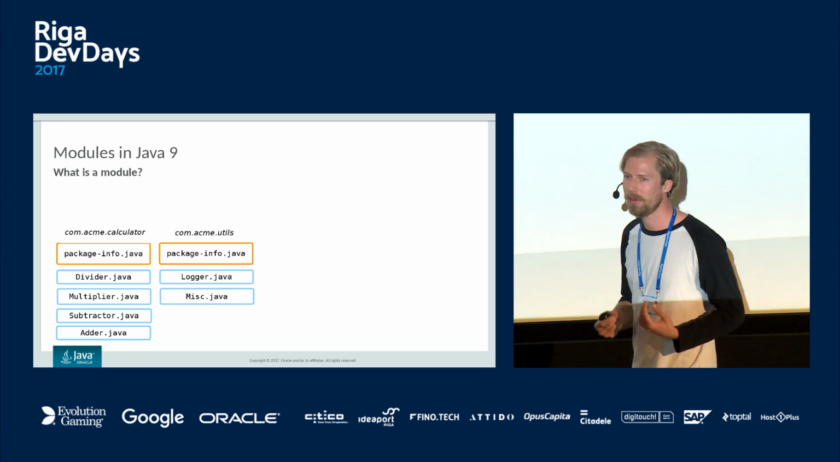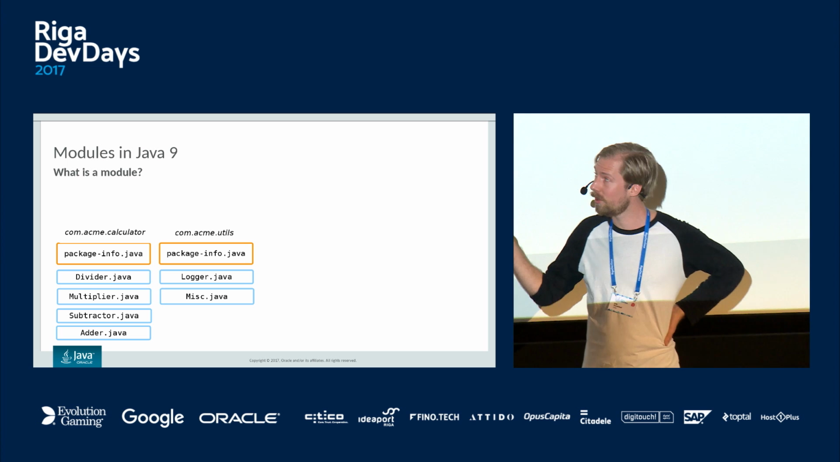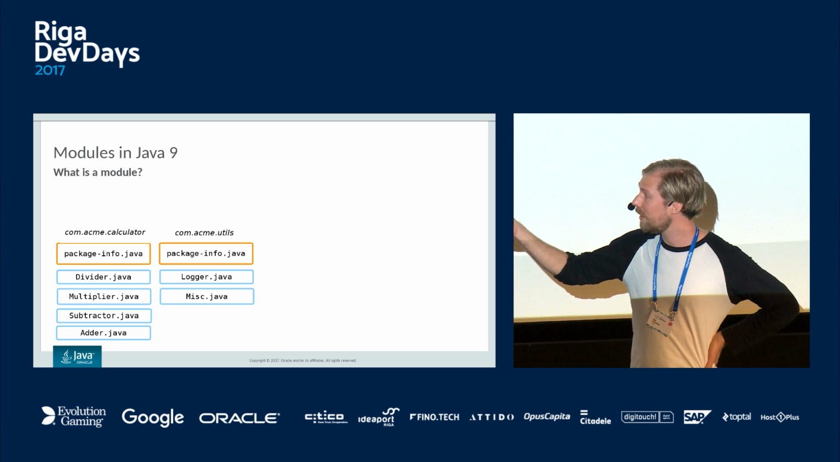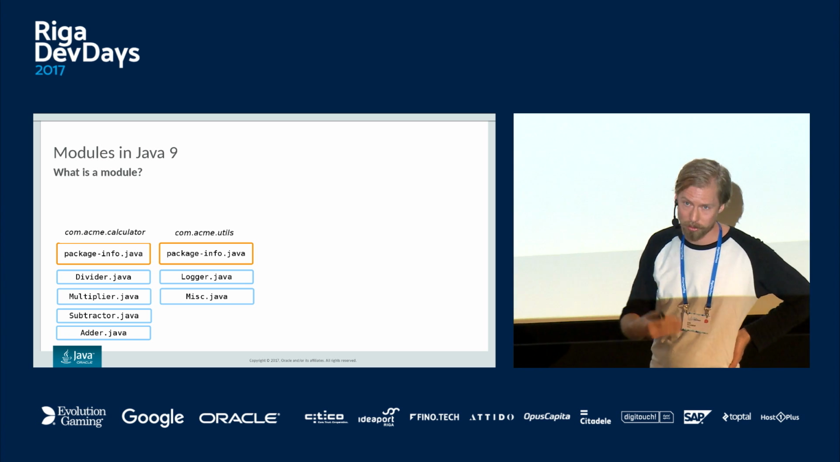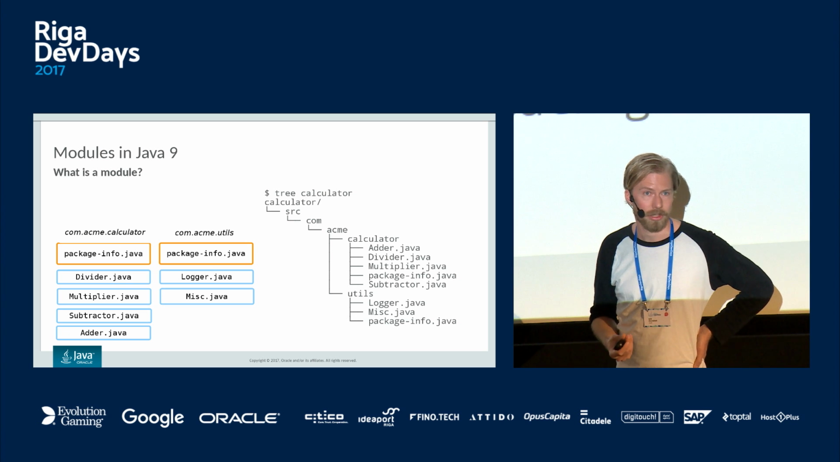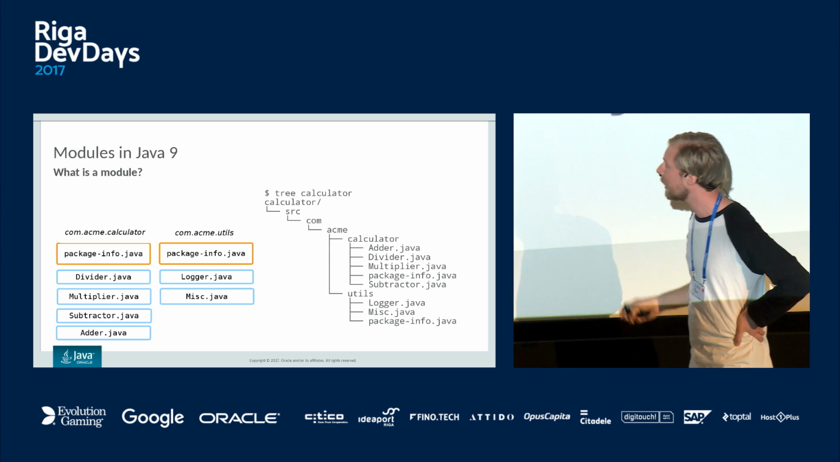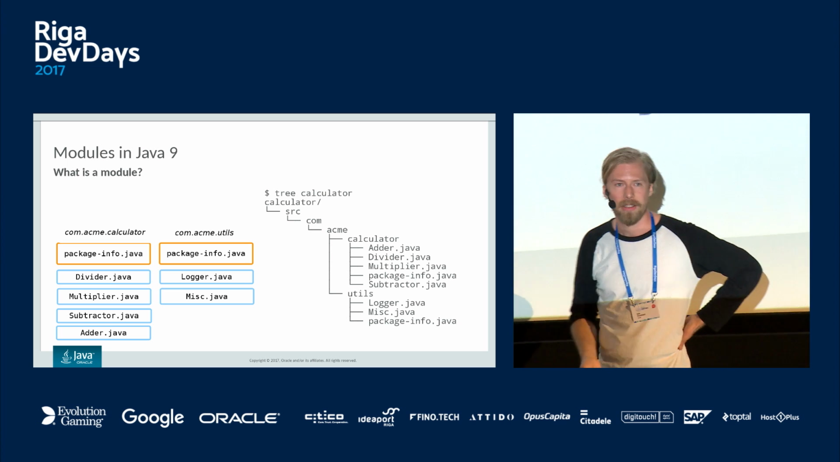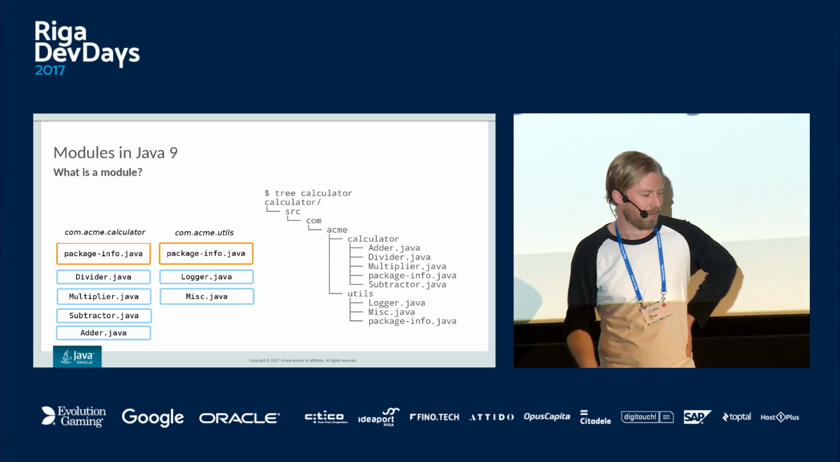Now, as your little library grows, you might add a few more packages. You have the com.acme.utils, com.acme.calculator, consisting of just regular Java classes. You might add a package-info.java if you want to provide some Javadoc. And now is the time to have a look at the source code for this. This is a directory structure you are all, again, familiar with most likely, how you organize your source code. And now when you add a module, where do they end up? How do they look? What do they consist of?